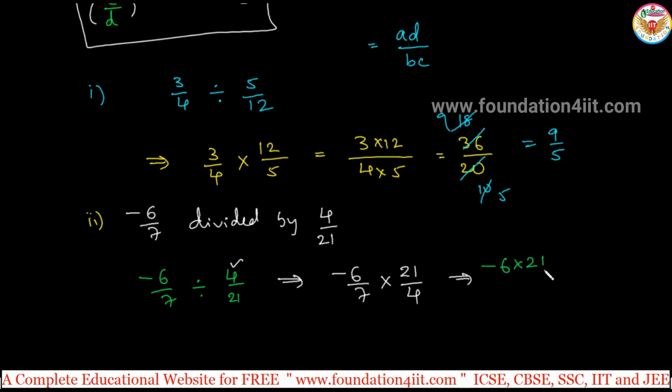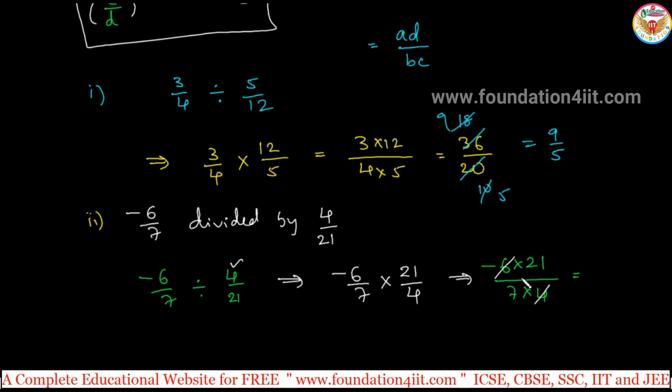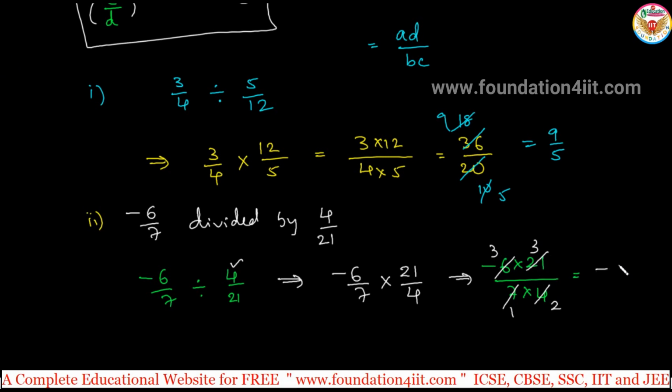Minus 6 into 21 by 7 into 4. Instead of multiplying directly, you can simplify like this also. 6 and 4: 2 twos are 4, 2 threes are 6. 7 and 21: 7 ones are 7, 7 threes are 21. Directly you can multiply. Minus is there, 3 into 3 is 9, divided by 2. Minus 9 by 2 is the answer, right?